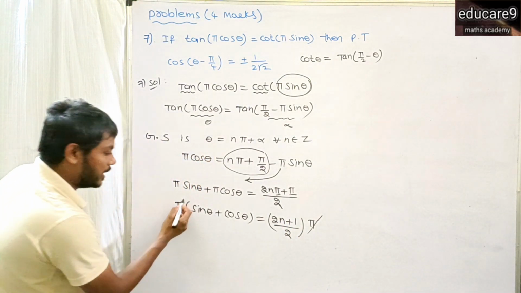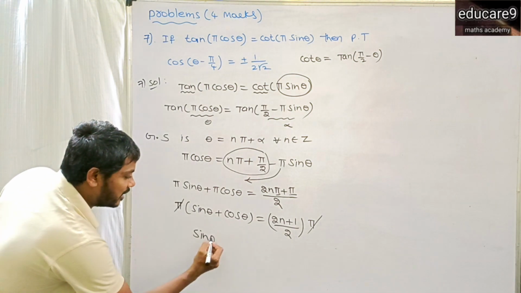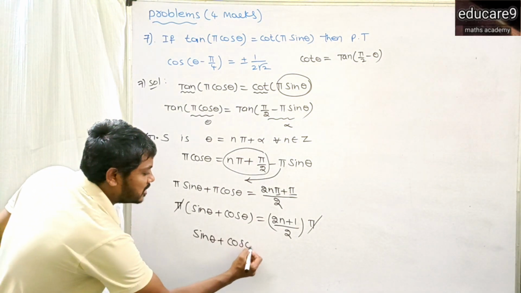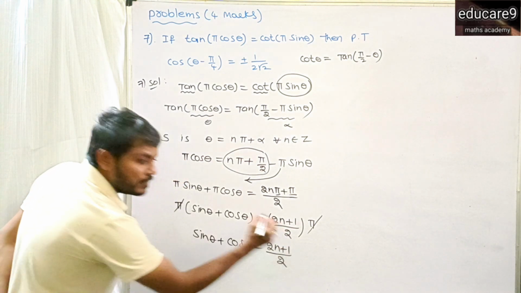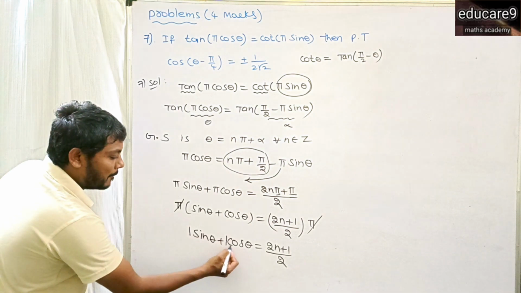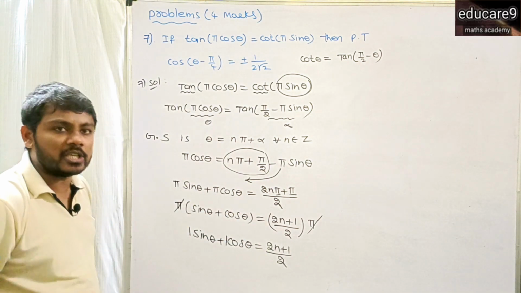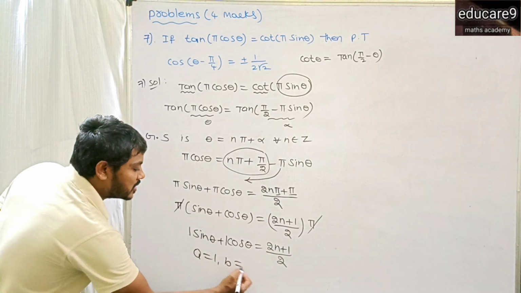Clearly pi gets cancelled. So clearly sin theta plus cos theta is equal to 2n plus 1 by 2. Clearly this is of the form a sin theta plus b cos theta equal to c. So a is equal to 1 and b is equal to 1.